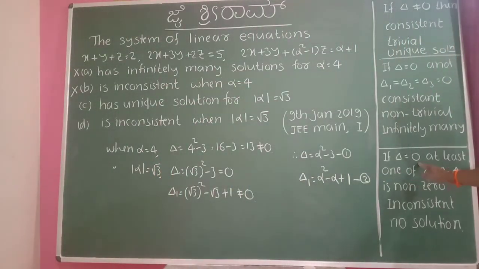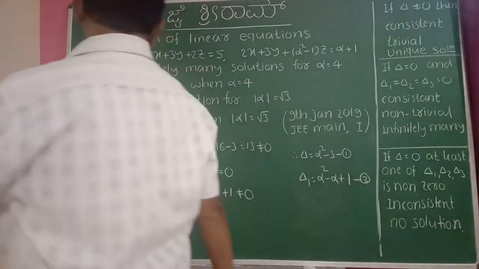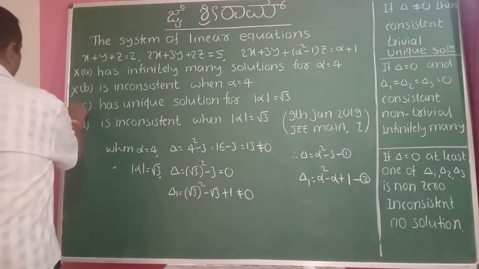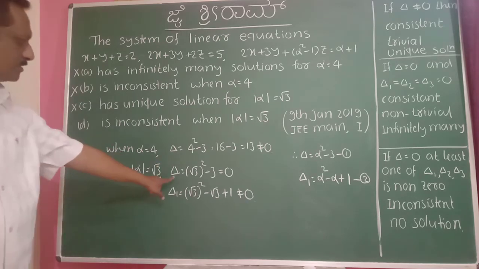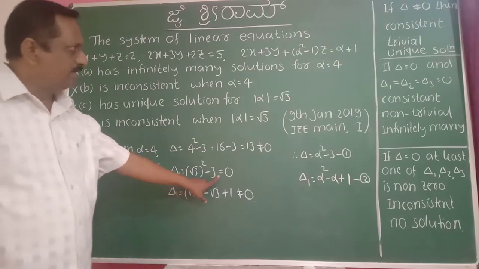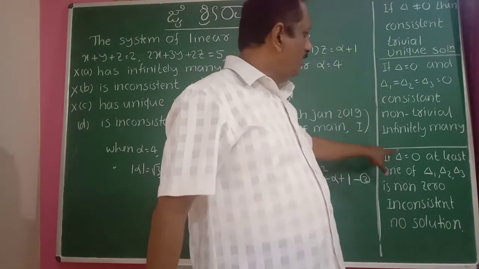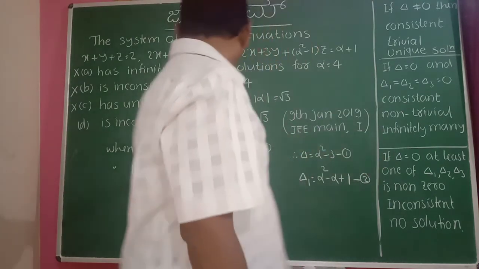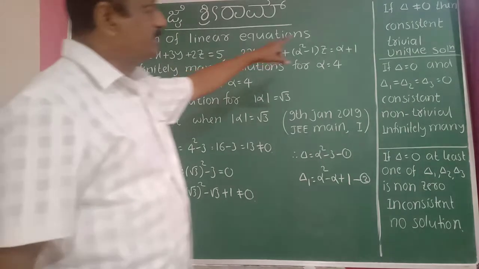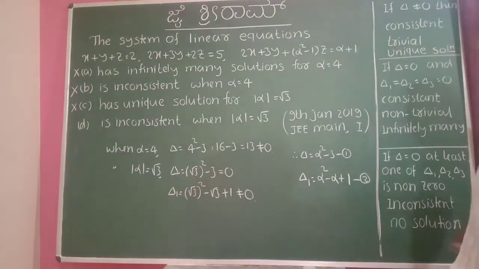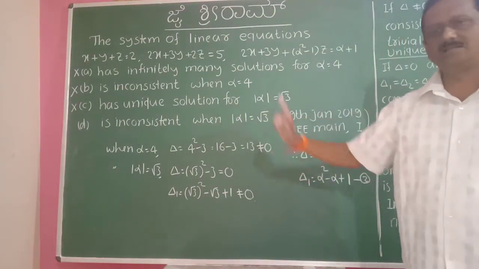Delta is equal to 0, and in the third case, if at least one of delta 1, delta 2, delta 3 is non-zero, then it is inconsistent and has no solution. Therefore, in these cases, a unique solution is possible only when delta is not equal to 0. But here delta is 0, so the third option is wrong.